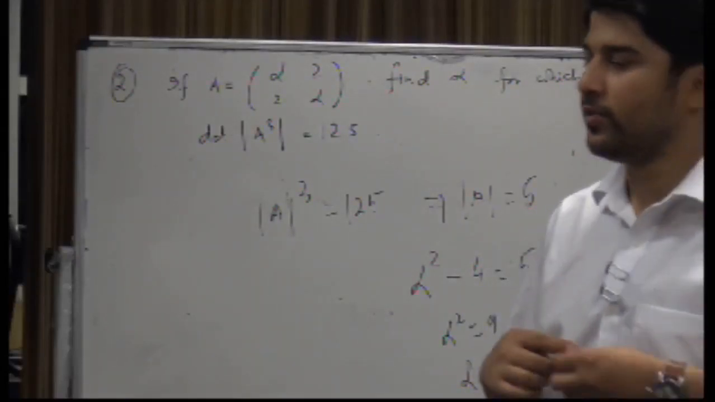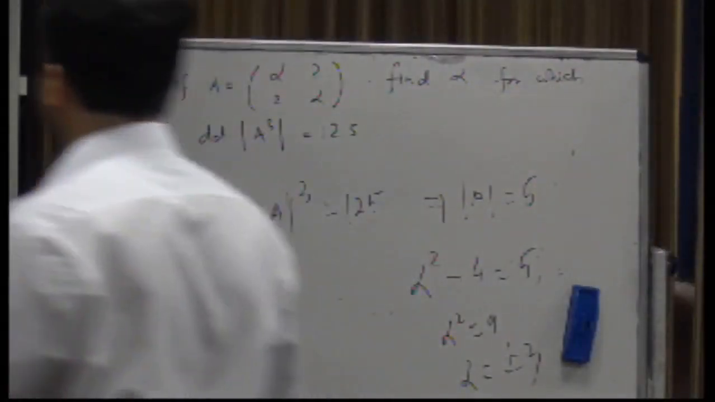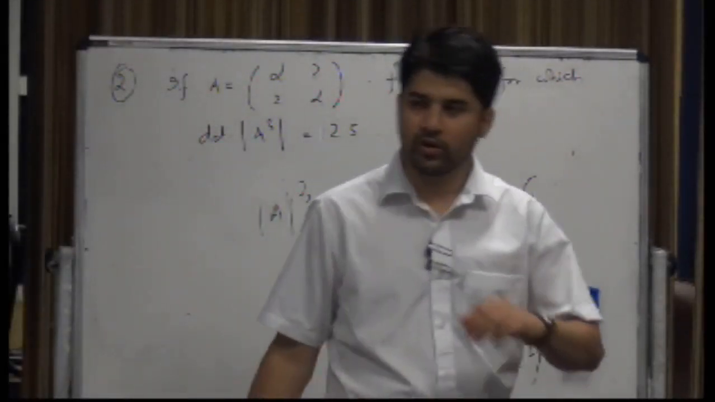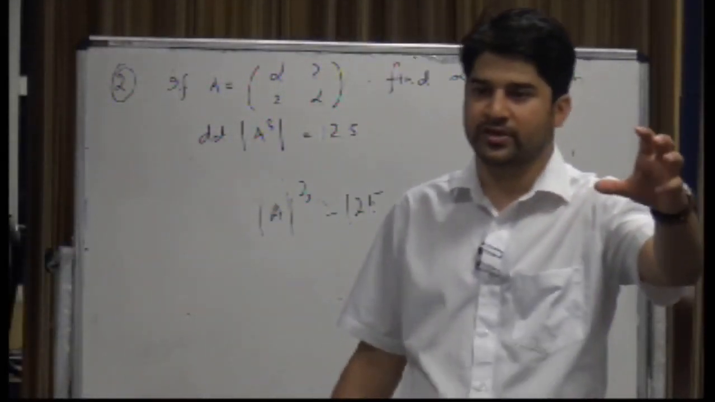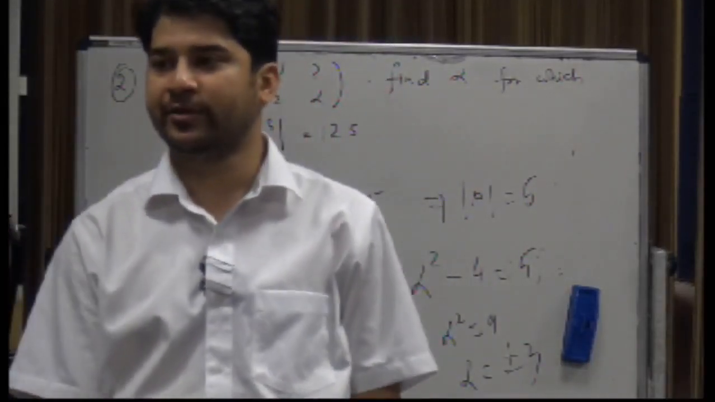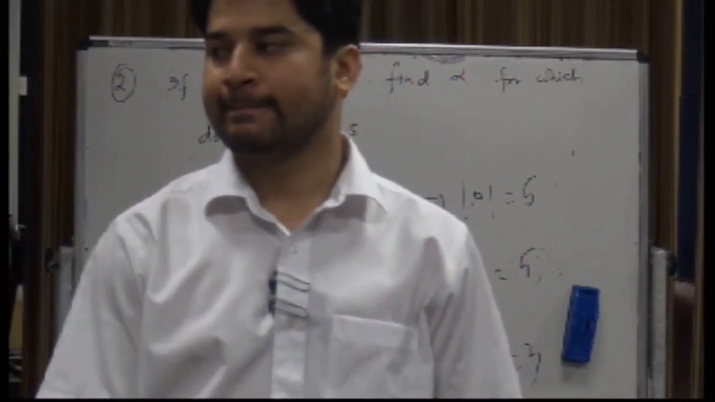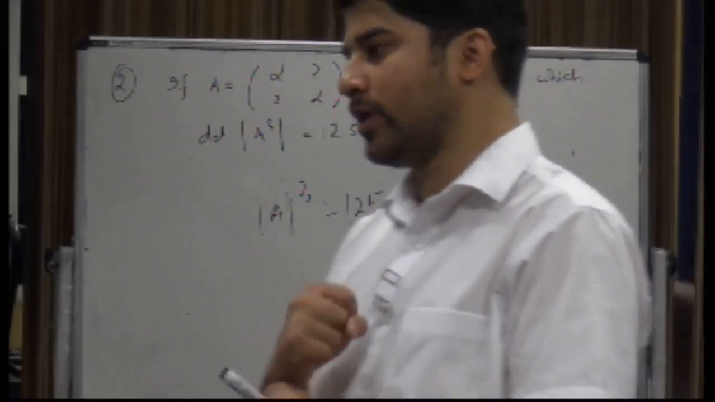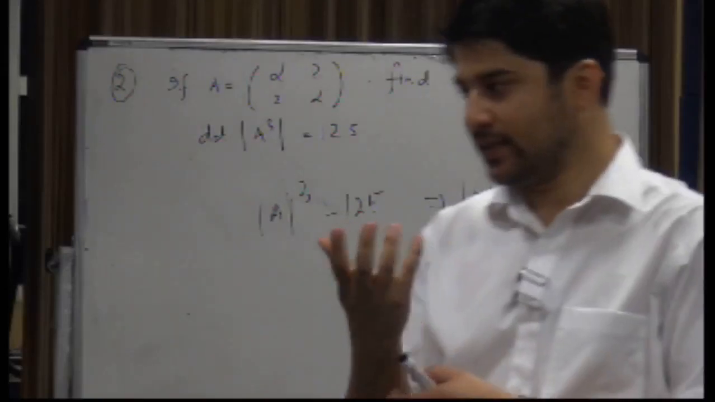Okay, now coming to two very important terminology. One is called symmetric matrix and the other is called skew symmetric matrix. What is symmetric matrix? A transpose equal to A. And what does it mean in basic sense?